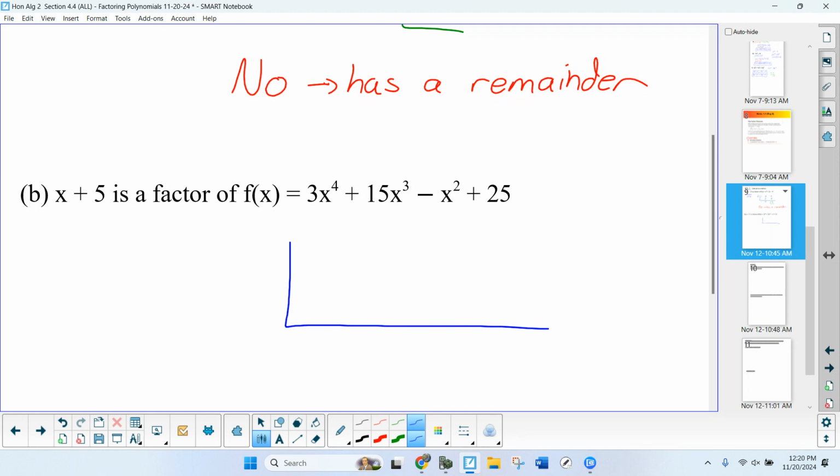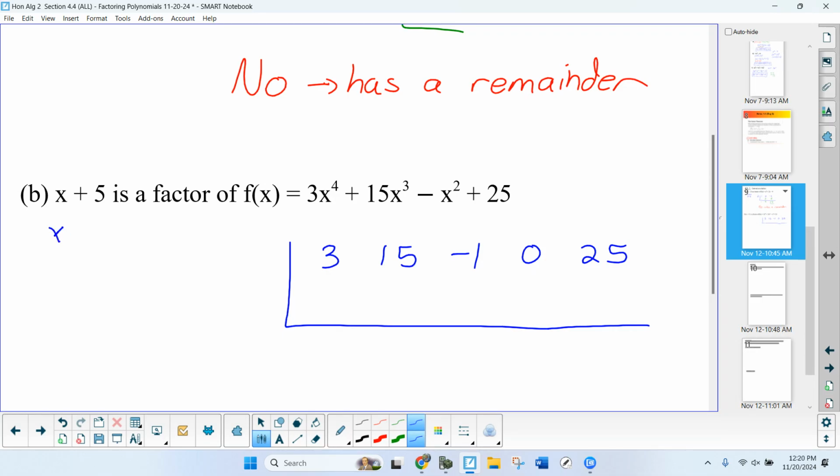Is this a factor? What are you guys going to plug in? Do I have any holes? I go 4, 3. Okay, so 3 what? 15. Negative 1. 0. 25. Did you catch the 0?